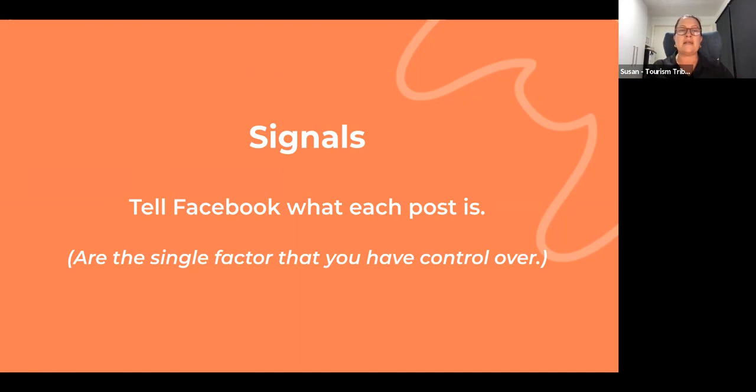These signals are basically telling Facebook what each post actually is. So what is it? Is it a video? Is it a photo? Is it text? Is it a link? It's actually looking for that particular piece of content, that actual post. As I said, this is the only thing that you have control of, so this is really important to remember. And I'll come back to this in a moment.